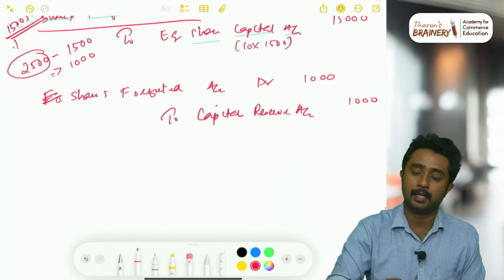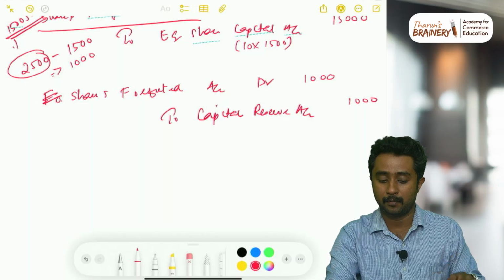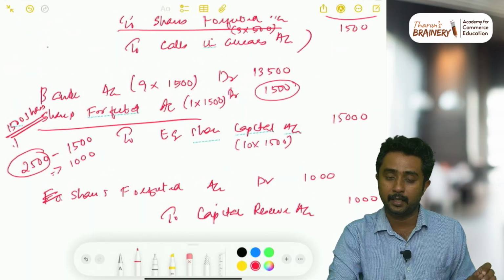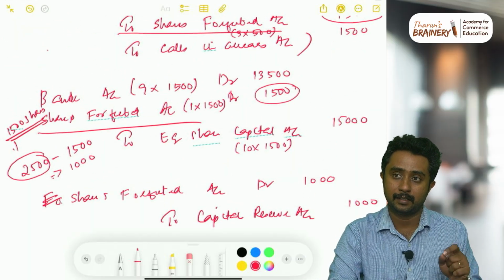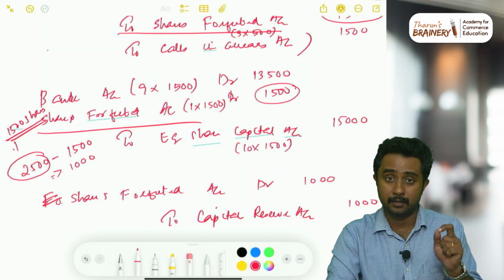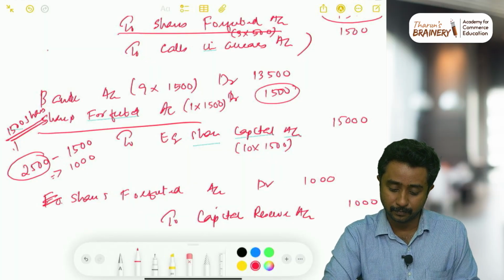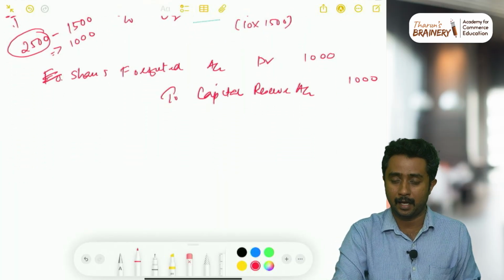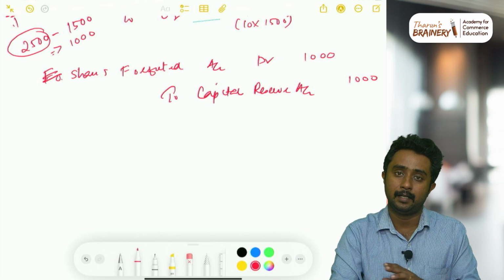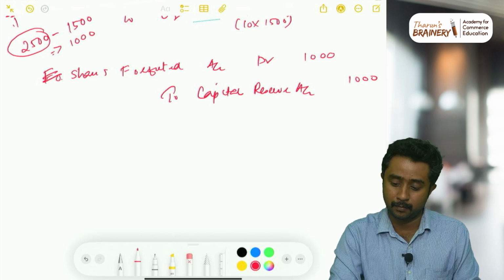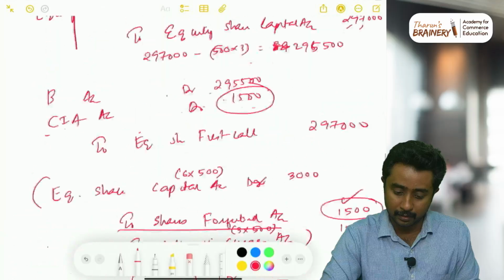This is the entry for transferring the amount from share forfeited account to capital reserve. Remember, we are transferring only the amount that is unused, which is related to which shares? The shares which are reissued. Here, the entire shares we have cancelled have been reissued. That is the purpose of this entry. Now, is the question done?